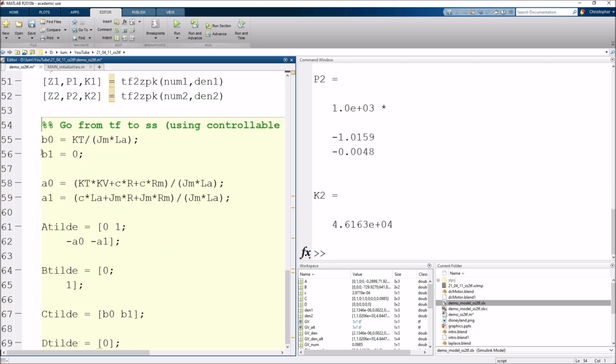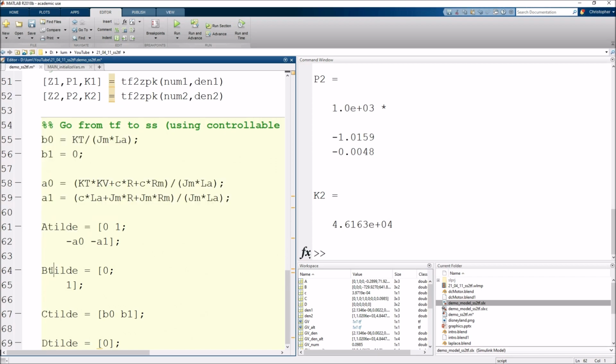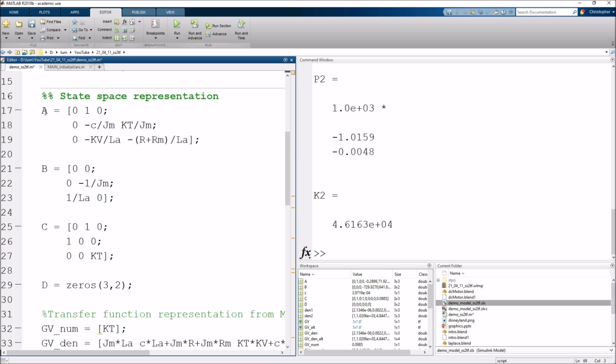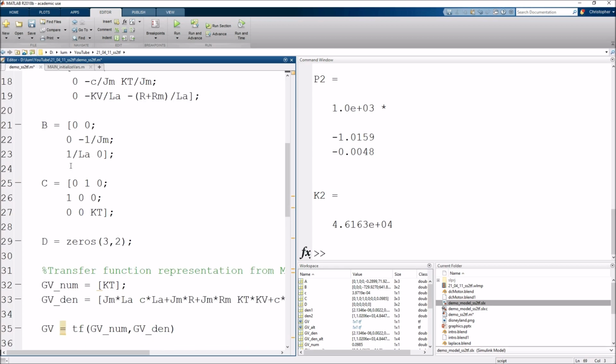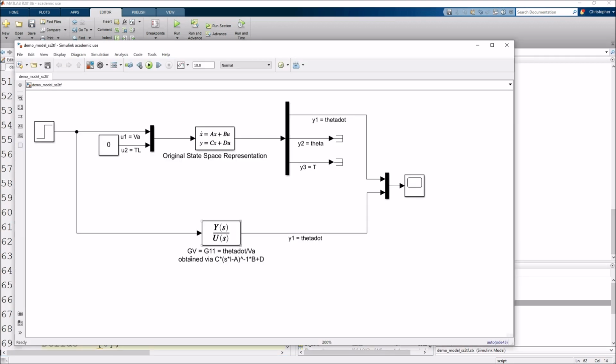So here are all the coefficients that we just derived in the Mathematica discussion, and here are the A, B, C, and D matrices in controllable canonical format. I call them A tilde, B tilde, C tilde, and D tilde because further up in the script we used A, B, C, and D for the original state space representation. That was our original 3x3. What's interesting is the original system was a 3x3, but now we've reduced it to a 2x2 system.